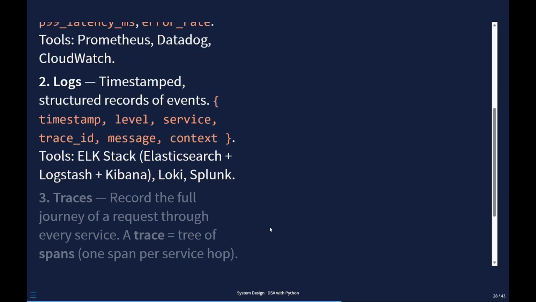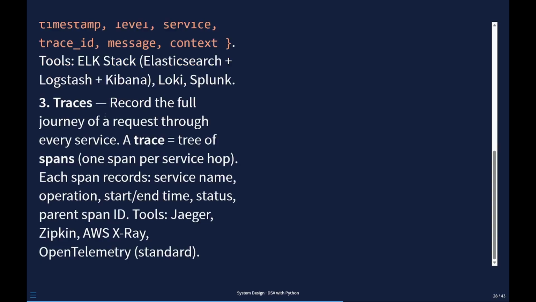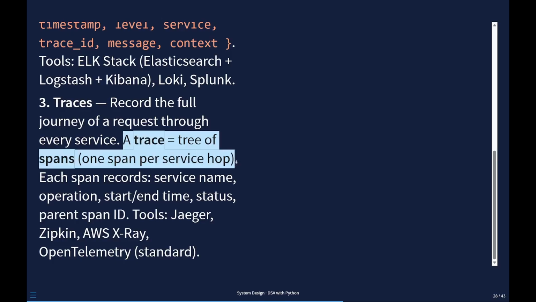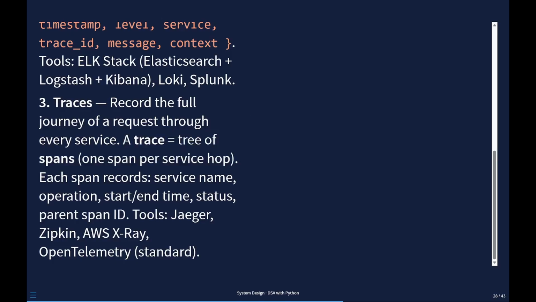Click traces. If metrics tell you something is slow, and logs tell you what happened, traces tell you where the time went. A trace follows a single user request through every service it touches. It is represented as a tree of spans, 1 span per service hop, each recording the service name, operation, start and end time, and status.